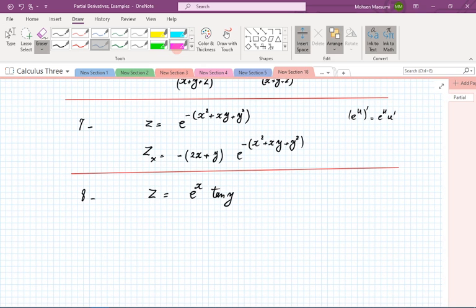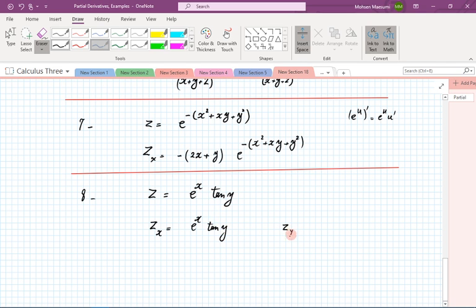When your variables are separated like this, the derivatives take on a simple form. If we want a derivative with respect to x, since y is constant, tangent of y is a constant, so this whole thing is just a constant. The derivative of e to the x is just e to the x, and this is a constant multiple, so the derivative of this function is exactly itself.